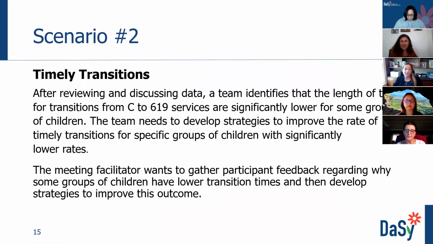Okay, so scenario number 2 is about timely transitions. After reviewing and discussing data, a team identifies that the length of time for transitions from SEED to 619 services are significantly lower for some groups of children. The team needs to develop strategies to improve the rate of timely transition for specific groups of children with those significantly lower rates. So the meeting facilitator wants to gather participant feedback regarding why some groups of children have lower transition times and then develop strategies to improve this outcome.